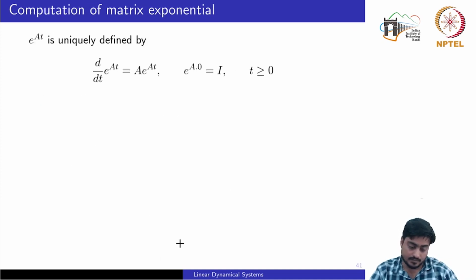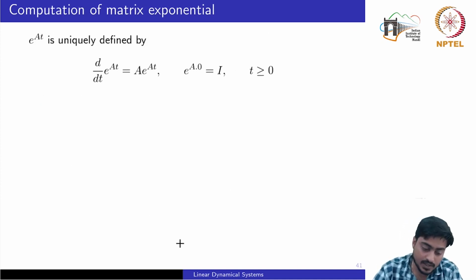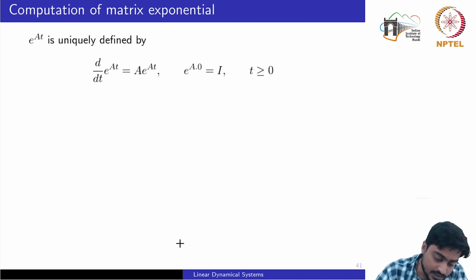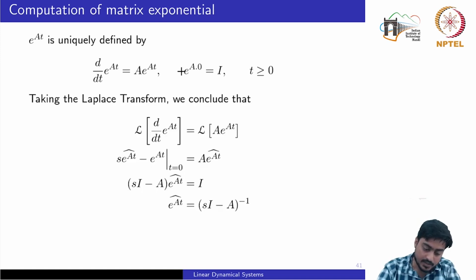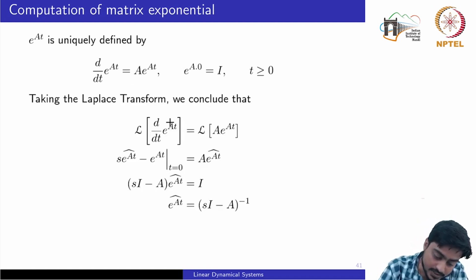Now the computation of the matrix exponential. So we know that e to the power At is uniquely defined by this relation. By using the first property of the matrix exponential, we can compute the function. So taking the Laplace transform on both sides, we have the Laplace transform of this part and the Laplace transform of this part. Of this part, we denote s into the Laplace transform of this function. So this is denoted by the hat, minus the value of that function at t equal to 0.